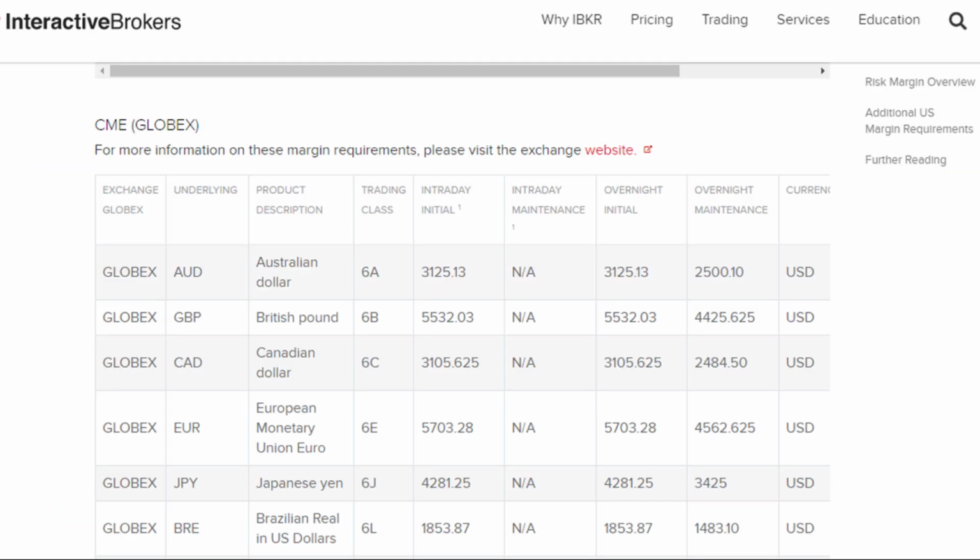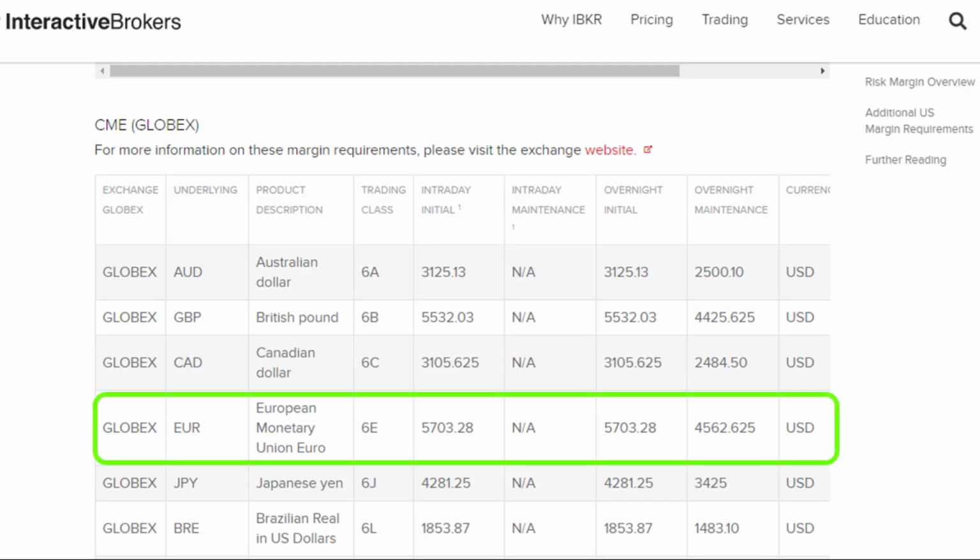Here's another example. This is Interactive Brokers, and Interactive Brokers has an overnight maintenance margin of $45.62 and the overnight initial of $57.03. So once again, you see that there are different numbers. Their day trade margin is also $57.03. So most brokers are going to have the initial margin over the maintenance margin. However, your value on the position must stay above that overnight maintenance margin in order to maintain that position.